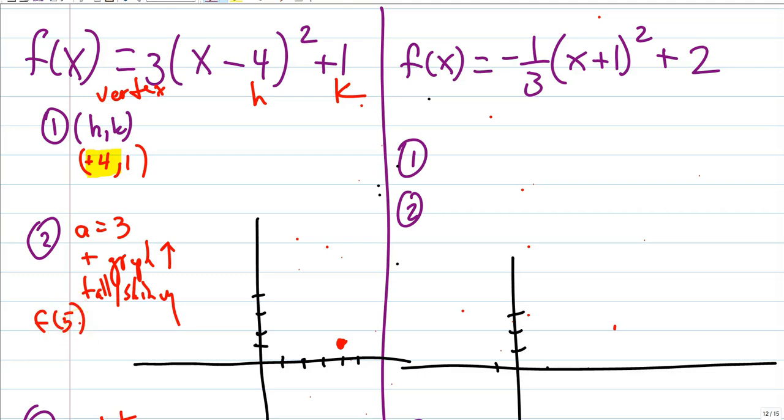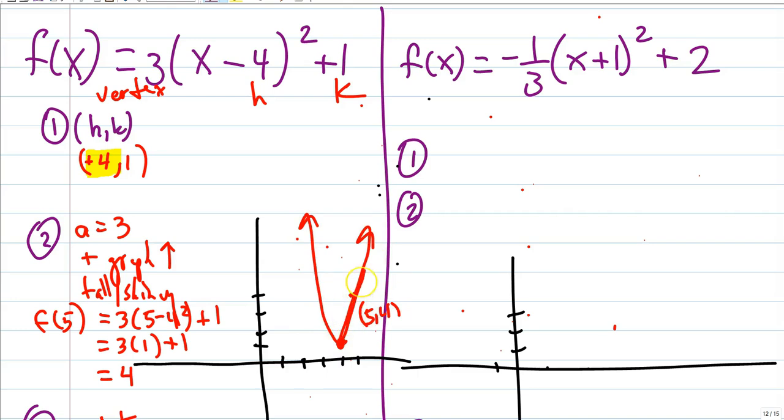3 would have also been fine. I just like to go to the right and keep it positive. But plug in a 5. What do you get? 3 times (5 minus 4) squared plus 1. That's 3 times 1 squared, or 3 times 1 plus 1. 3 plus 1 gives us 4. At 5, it goes to 4. That would be enough to know what this graph looks like.